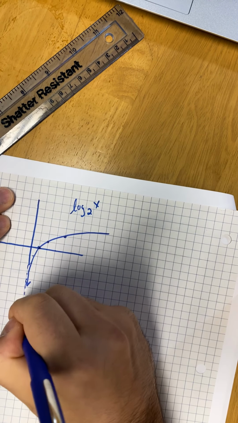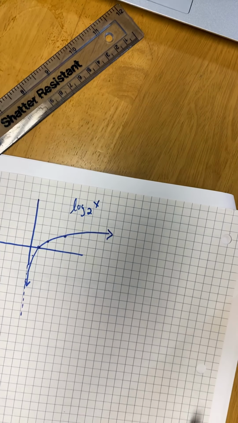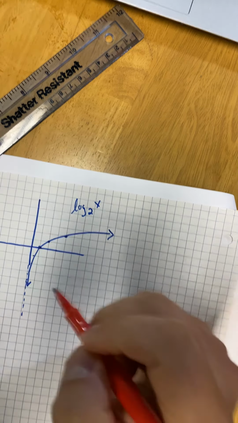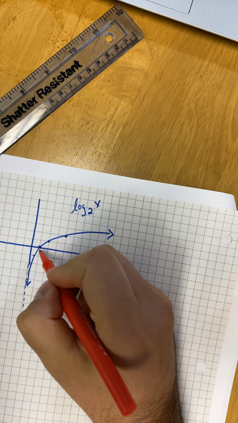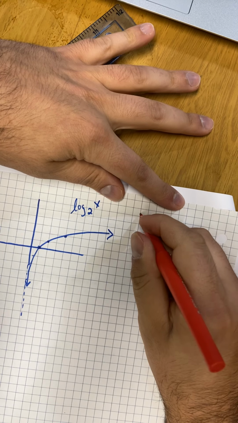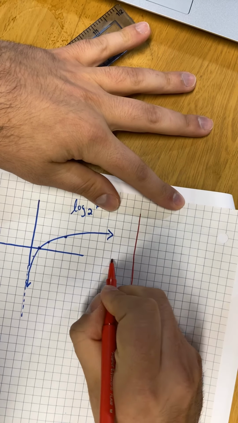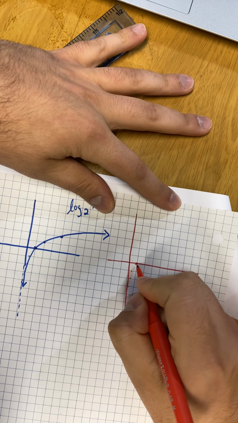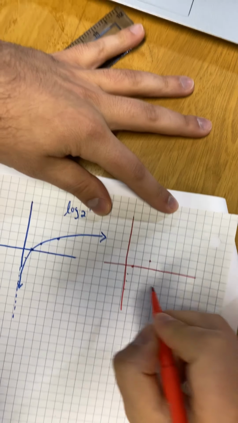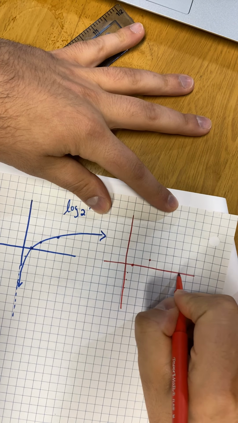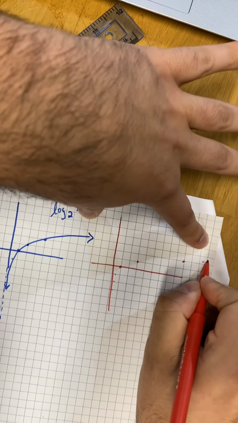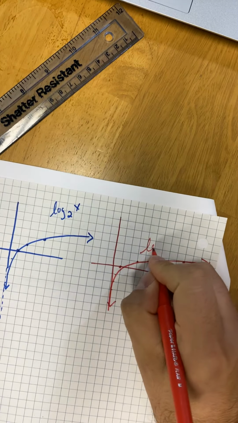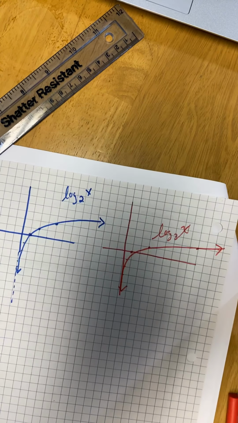Because this is an asymptote right here. That's log base 2 of x. So if I were to do log base 3 of x, it always goes through the same point here, but 3 to the x means at 3 I get 1, and at 9 I get 2. That would be log base 3 of x.